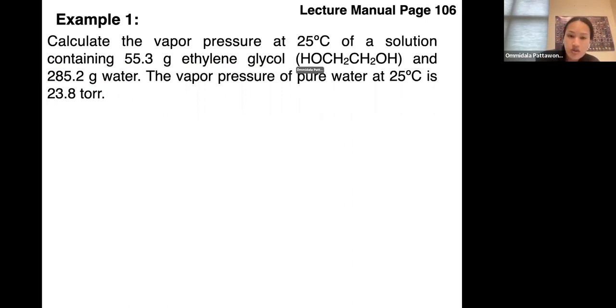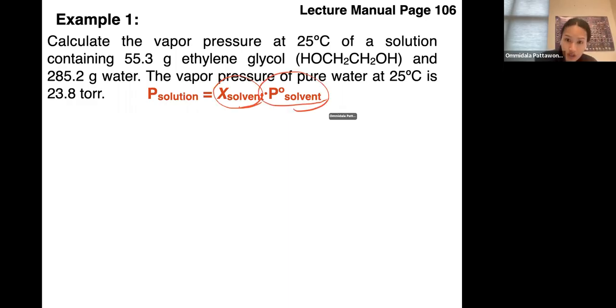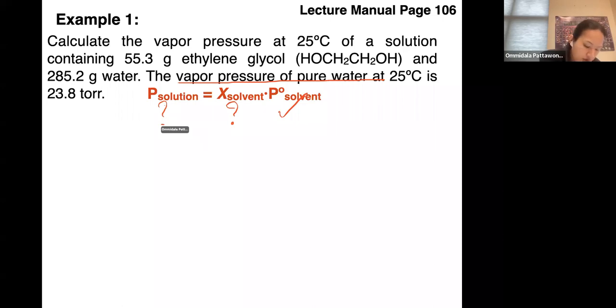So we are going to use the equation that we saw earlier, which is the pressure of the solution equals the mole fraction of the solvent multiplied by the pressure of the pure solvent. In this case, we know the vapor pressure of the pure solvent, and we don't know the mole fraction of the solvent yet. If you know this, then you can find the partial pressure of the solution. So the first step is to find the mole fraction of the solvent.